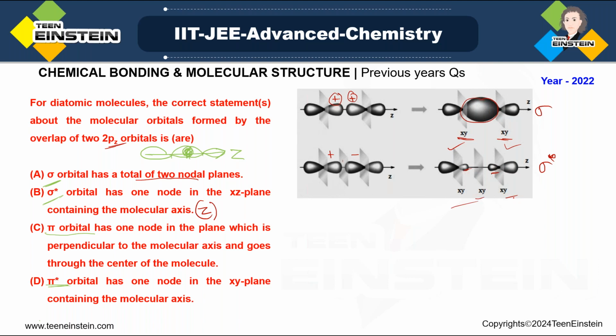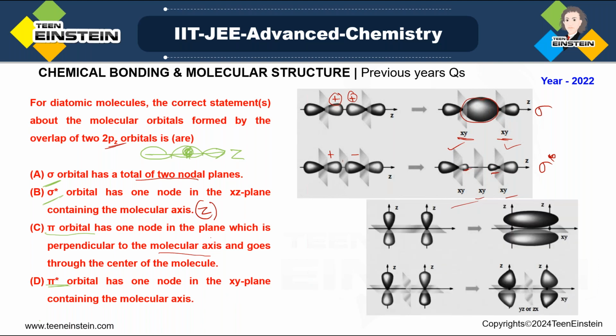Now we will see pi and pi star. Pi orbital has one node in the plane which is perpendicular to the molecular axis and goes through the center of the molecule. So to understand it, again we have to draw the pi. Now the z-axis we have taken vertically because now it will be sidewise overlap. It is pi, it is not sigma. So when you are talking about pi and pi star, obviously the z-axis should be vertical. It will be easier for us to understand the interaction.